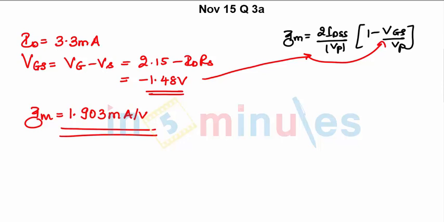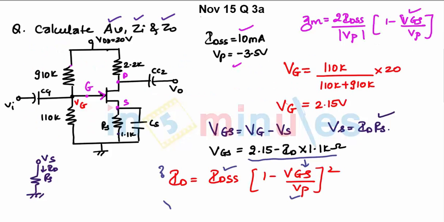Now how to draw the AC equivalent circuit? Looking at this, for the AC equivalent circuit, you can see this voltage source will be connected to ground. This capacitor will be replaced by a short circuit. This capacitor will be replaced by a short circuit. Similarly, this capacitor will be replaced by a short circuit. When this capacitor is shorted, this resistance RS will become redundant.